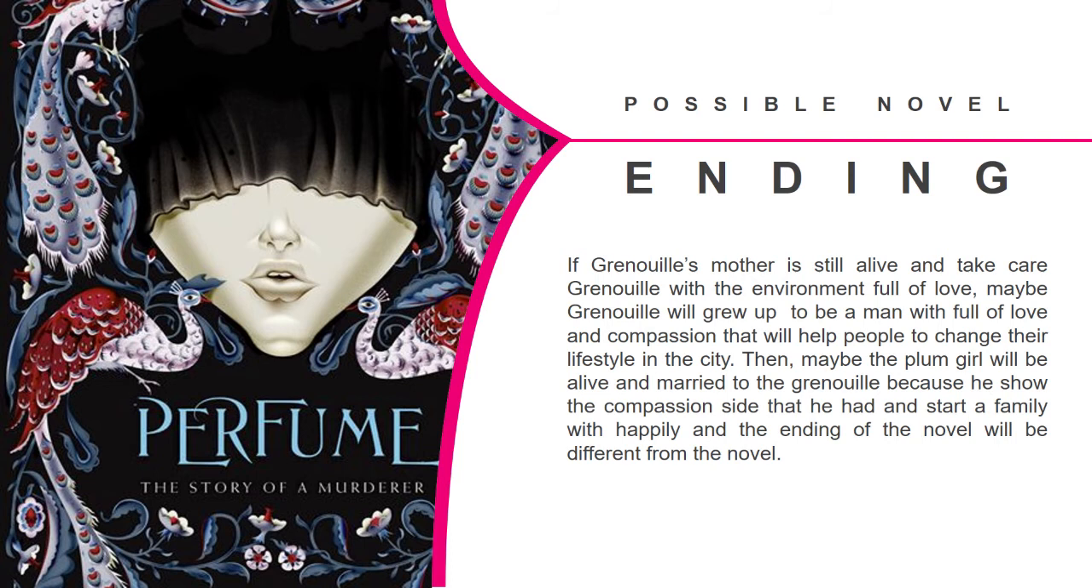If Grenouille's mother were still alive and took care of Grenouille in an environment full of love, maybe Grenouille would grow up to be a man full of love and compassion who would help other people change their lifestyle in the city. Then maybe the plum girl would still be alive and married to Grenouille because he showed the compassionate side that he had, and they would start a happy family, and the ending of the story would be different from the novel.